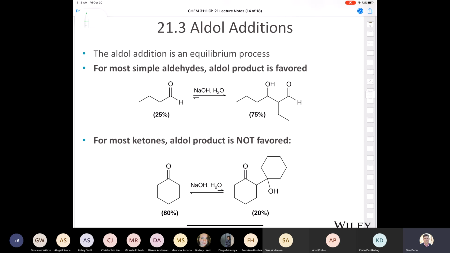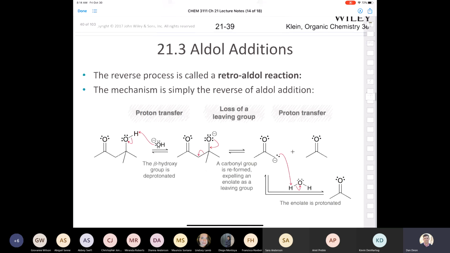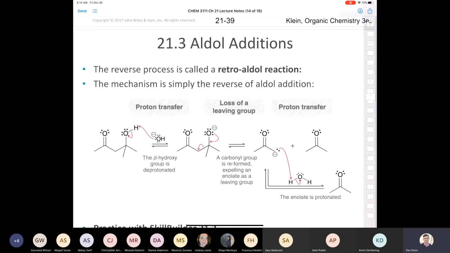And in fact, we can draw a mechanism for the reverse process, right? We know that these processes are in equilibrium. And if you're wondering what the mechanism would be in the reverse, well, based on the principle of microscopic reversibility, the mechanism going backwards, which is called a retroaldol reaction, is identical to the aldol formation. It's just drawn in reverse, and here it is, okay? So if you understand how to draw the forward process, the aldol addition mechanism, you, my friend, can draw the retroaldol reaction. The first step is a proton transfer, right?